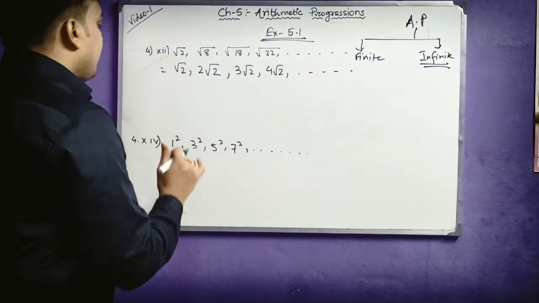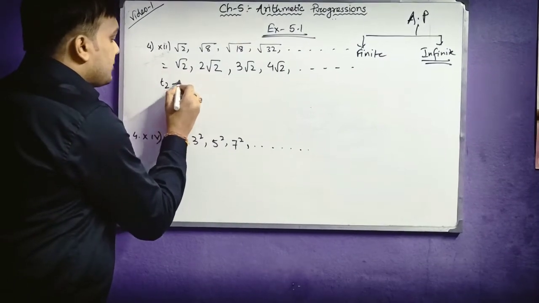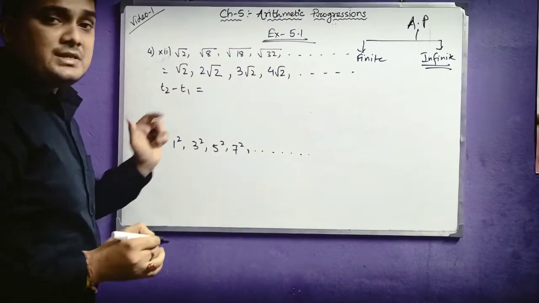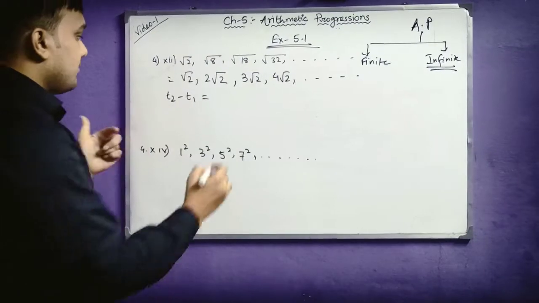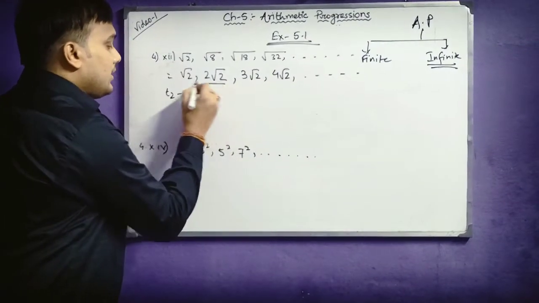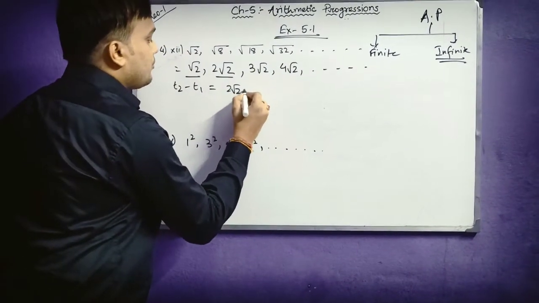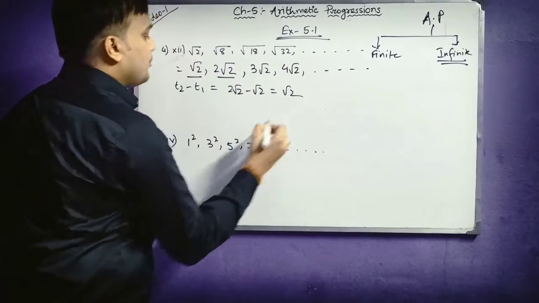For doing that, we will see the difference T2 minus T1. T2 means second term minus first term. The second term is 2 root 2, the first term is root 2. So it will be 2 root 2 minus root 2, which is equal to root 2.